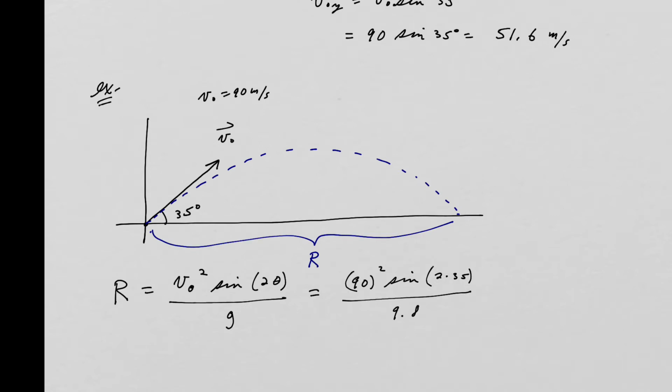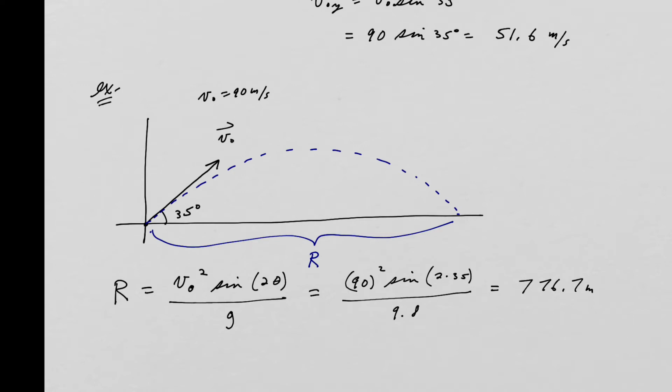If it were CGS units, then it would be 980. So you've got to be careful about what units we're in. And if you work this out, you're going to get 776.7 meters. So that would be the range of that projectile, assuming no air resistance.